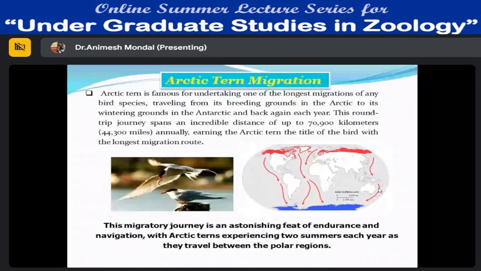In case of Arctic tern, it is famous for undertaking the longest migration of any bird species. It travels from its breeding ground in the Arctic to its wintering ground in the Antarctic, and then again it comes back. That means it is enjoying two summers. It does not see winter. It is enjoying only the summer portion of the world. Through this course of journey, it moves approximately 70,900 kilometers. It is an amazing journey.